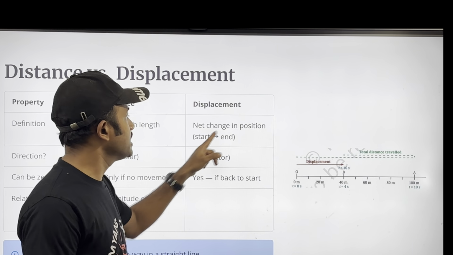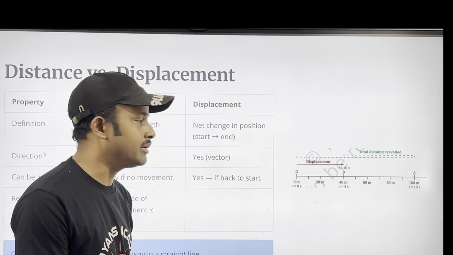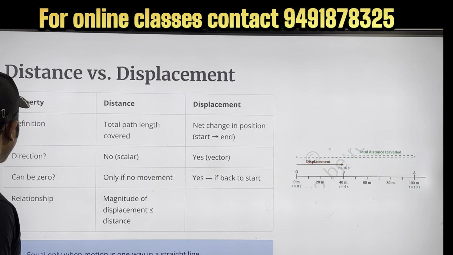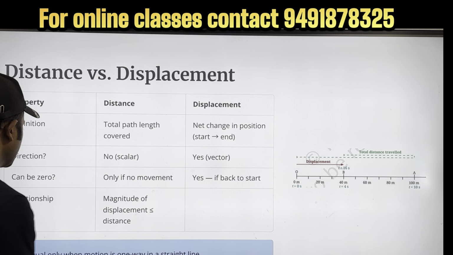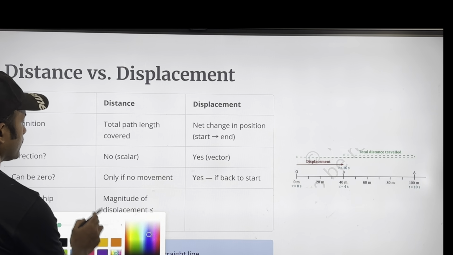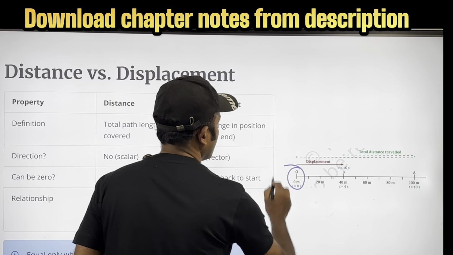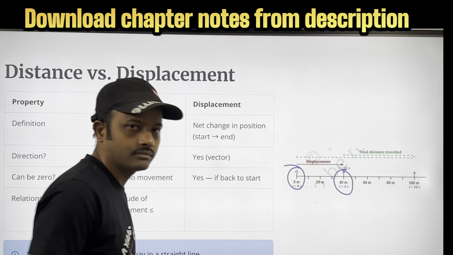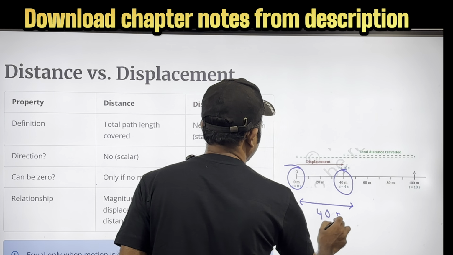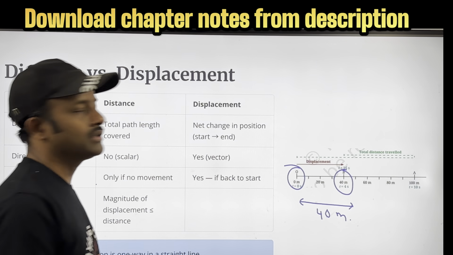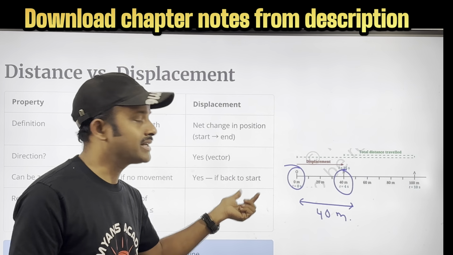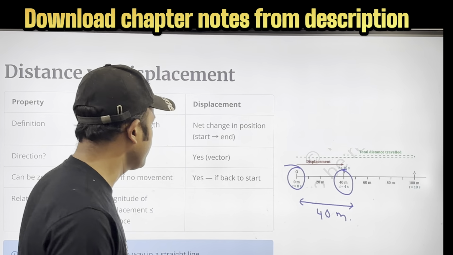Displacement. Net change in the position. You have to take the starting point and ending point. So while considering this, the starting point is O and the ending point is B. The gap between O to B is 40 meter. So the net change in the position, starting point and ending point. So it is a vector quantity. It depends on direction as well as magnitude.